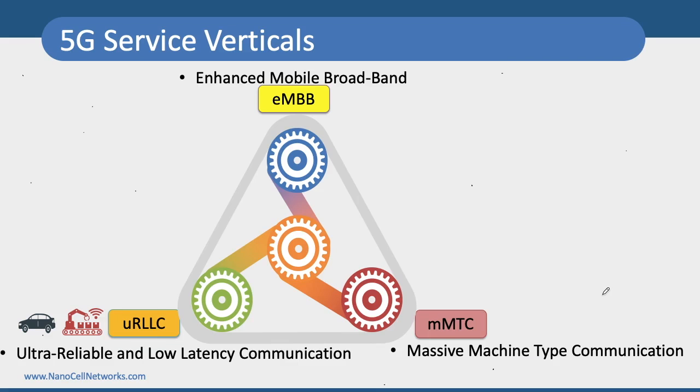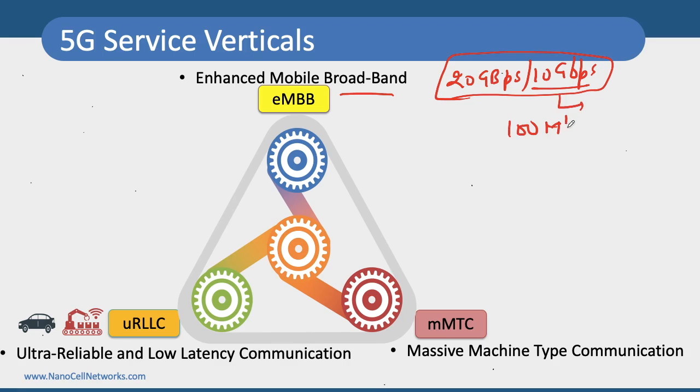Now when we talk about enhanced mobile broadband, our expectations are 20 Gbps data rate in downlink and 10 Gbps in uplink. So our data rate requirements are very high. These are the peak data rates we are expecting, but at least for every user experience data rate, we are expecting up to 100 Mbps.